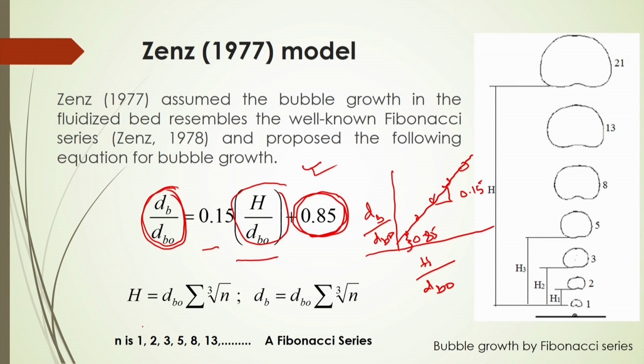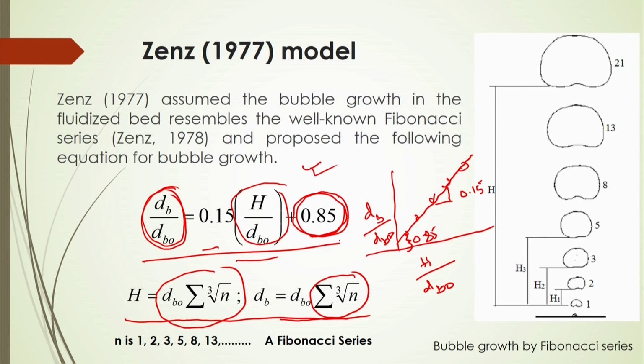Whereas this height can be calculated as per that Fibonacci series also, that here this h will be equal to dv 0 into summation of cube root over n, and dv will be equal to dv 0 into this summation of cube root over n here. In this case, of course, this n you will see is the Fibonacci series 1, 2, 3, 5, 8 and 13, and the respective heights are denoted by h 1, h 2 and h 3, then you will be able to get the total height by summation of this here. So, based on this bubble growth by Fibonacci series, Zenz 1977 developed this correlation to obtain the bubble size here. So, these correlations also can be used to calculate the bubble diameter at a certain height.